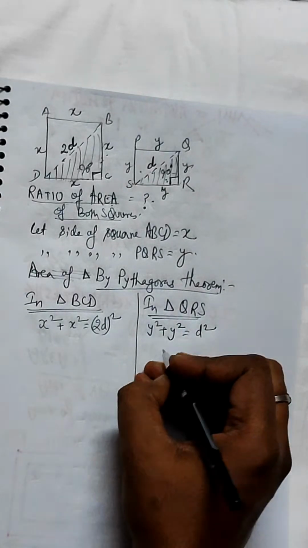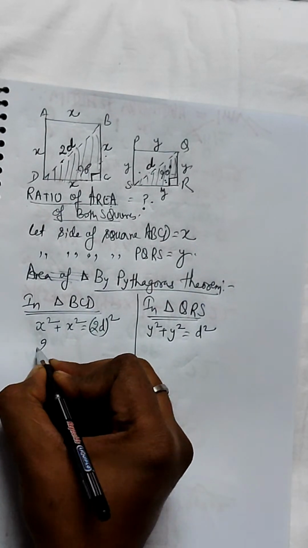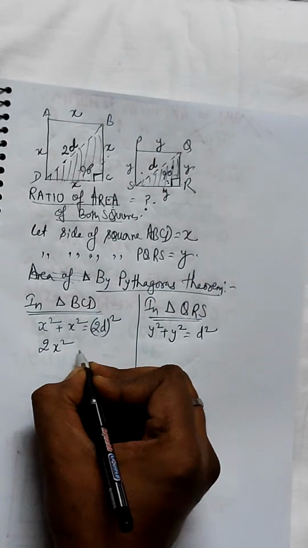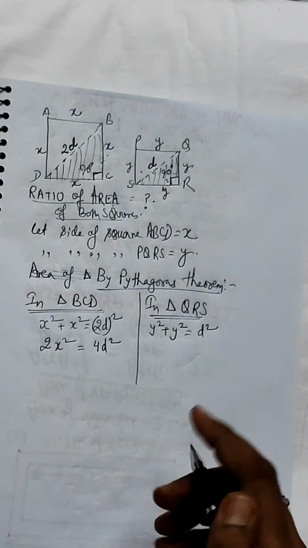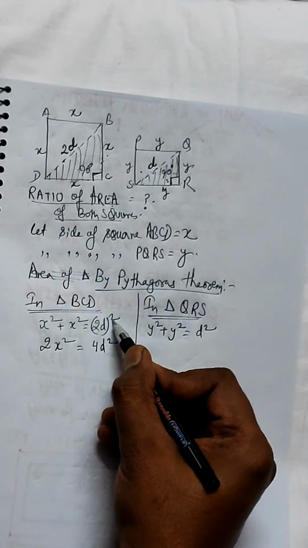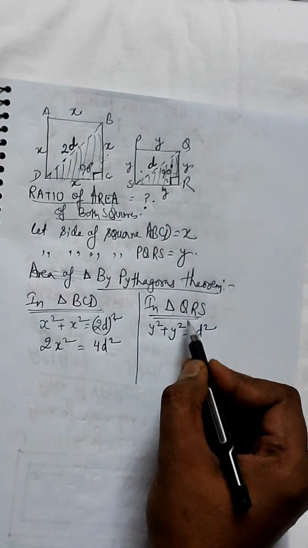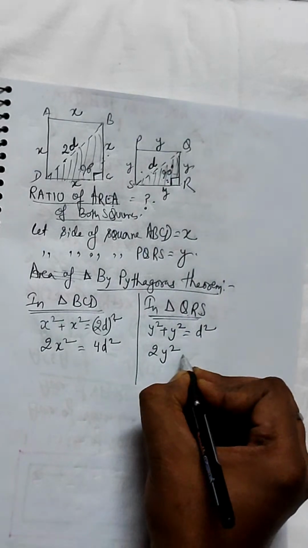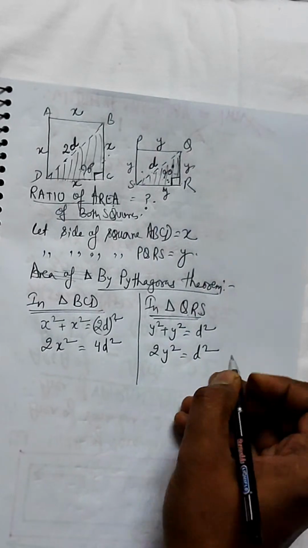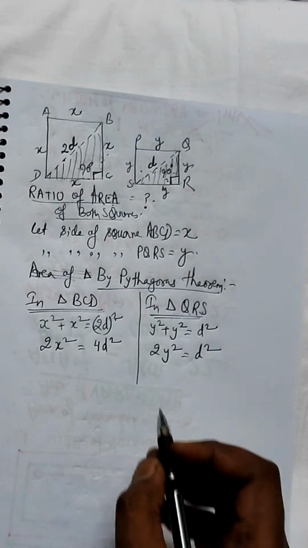Fine. So from here, what you are getting? You are getting 2x square equal to 4d square, right? And from here, from the Pythagoras on triangle QRS, we get 2 times y square equal to d square. Is it clear to you?